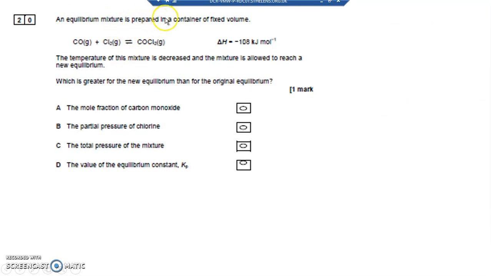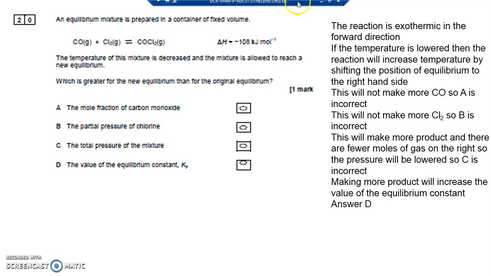An equilibrium mixture is prepared in a container of fixed volume. So I've got an equilibrium reaction here, CO plus Cl2 in equilibrium to form COCl2. The temperature of this mixture is decreased and the mixture is allowed to reach a new equilibrium. Which is greater for the new equilibrium than the original equilibrium? So, it's an exothermic reaction, which means it's exothermic in the forward direction, CO and Cl2 forming COCl2. In that direction it's exothermic, in the other way it's endothermic.